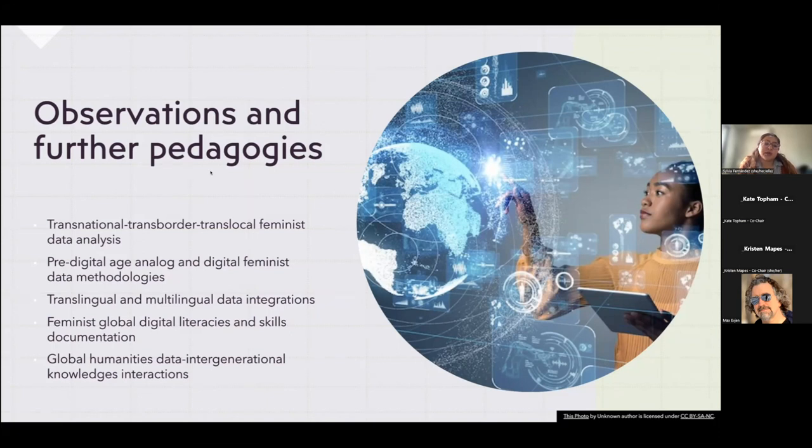Translingual and multilingual data integration is required. A lot of the data from the US-Mexico border gender violence and feminicides cases is in Spanish, but it circulated a lot in English. So there's also a lot of importance to integrate the data sets and the sources that come from both sides. That was something that I observed.